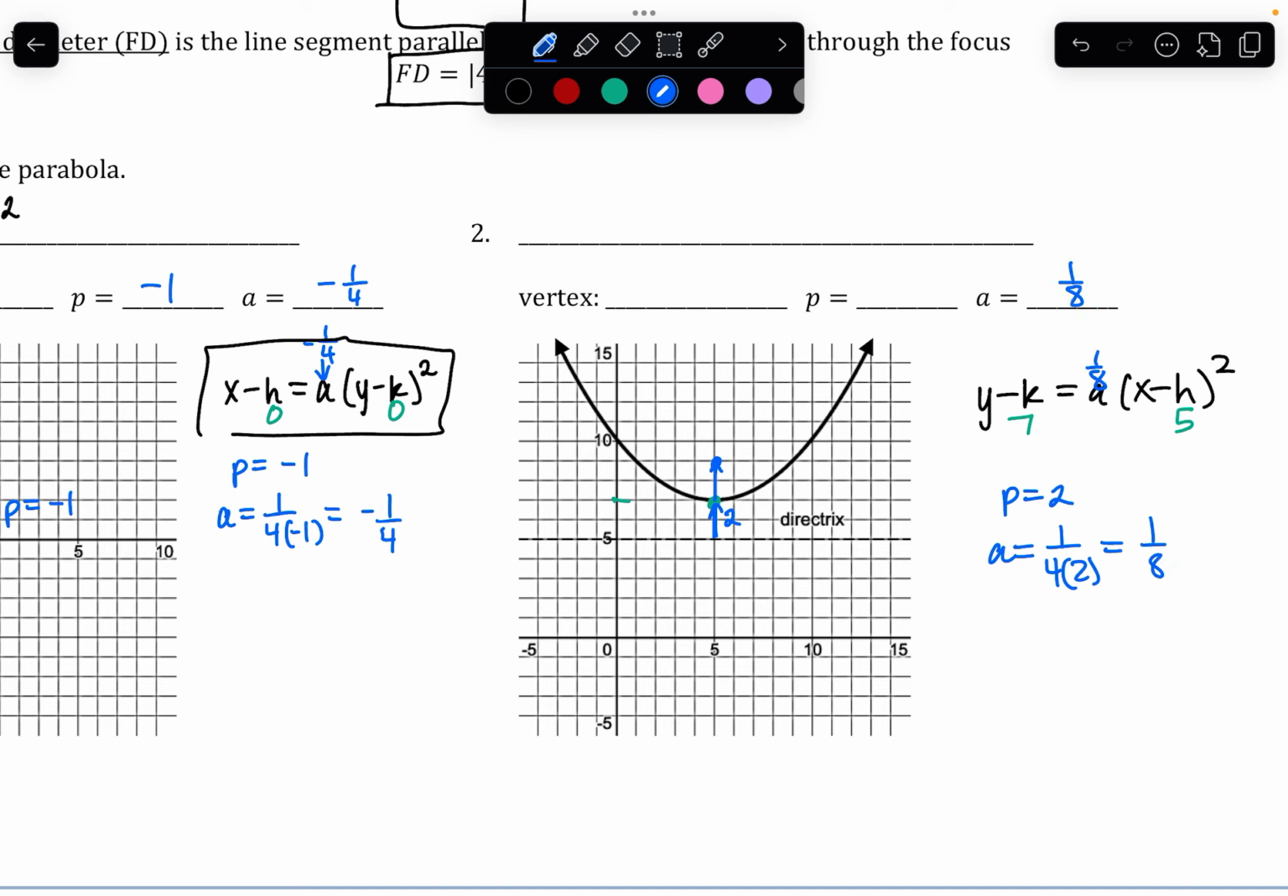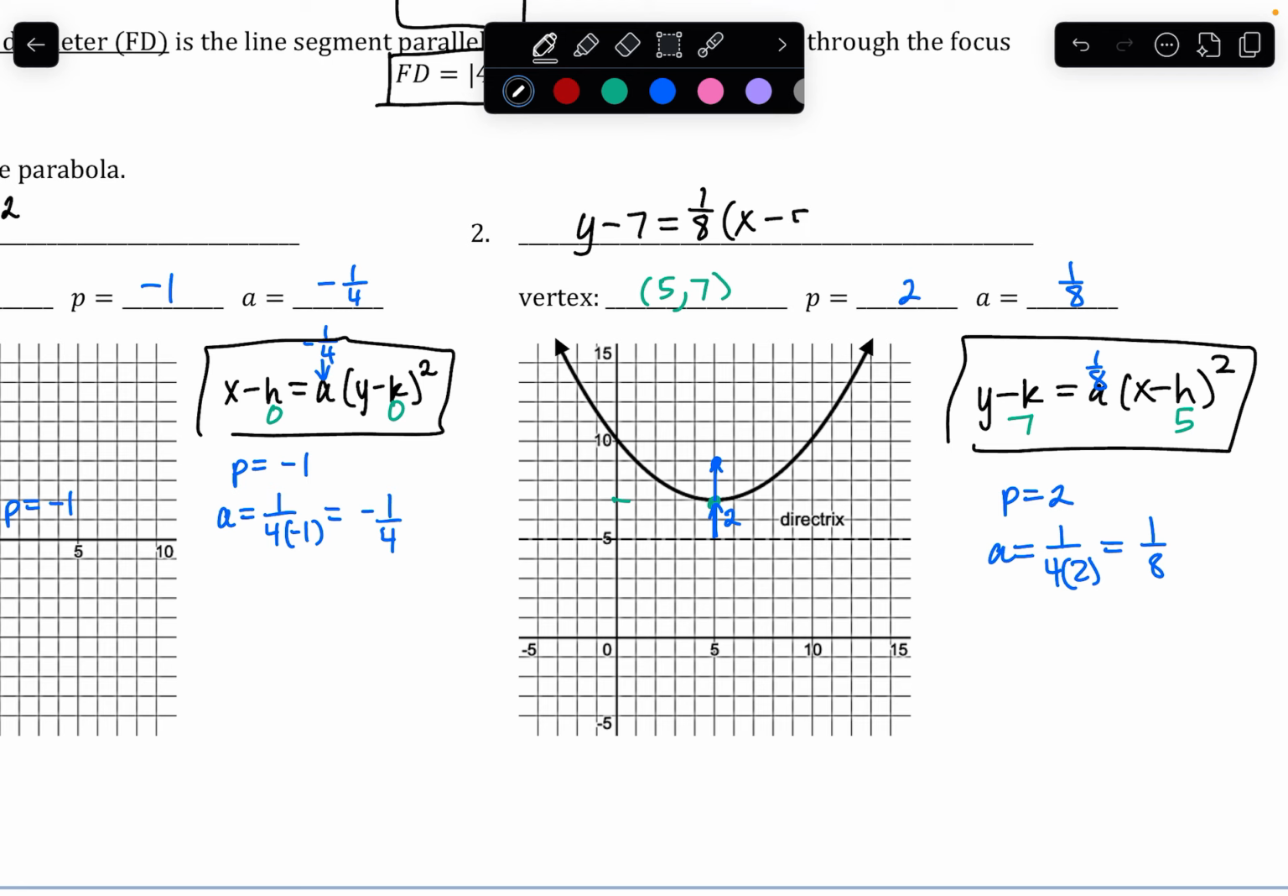Okay, so we have a = 1/8 here. We have a p-value of 2 and a vertex of (5, 7). So now we can fill in this equation. y minus the y equals a times x minus the x, squared.